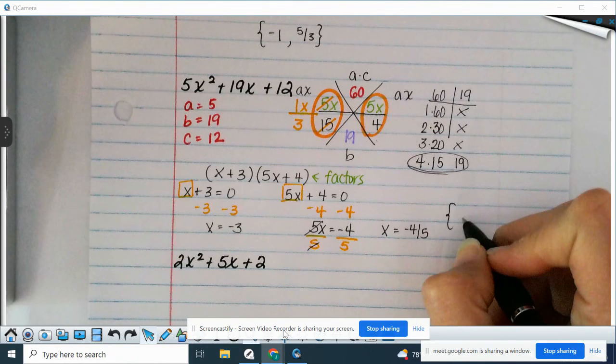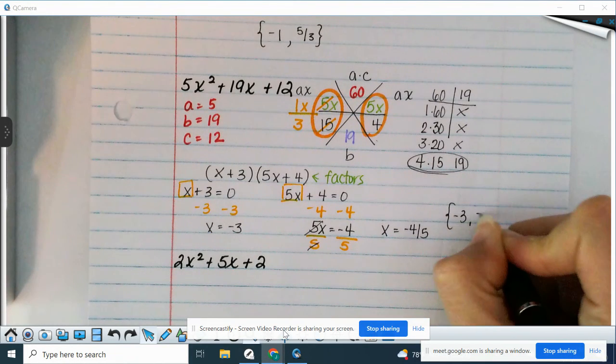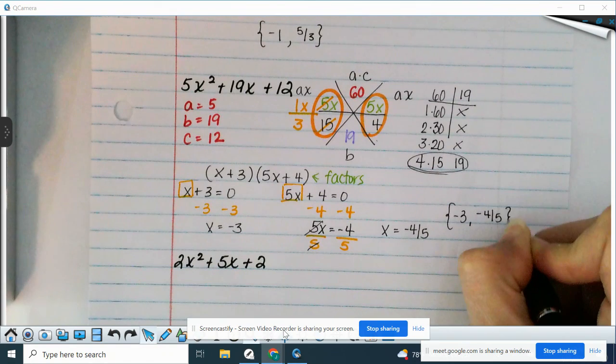So our solutions are going to be negative 3 and negative 4 over 5. And we just write them as a list.